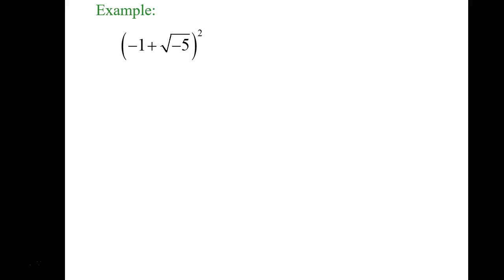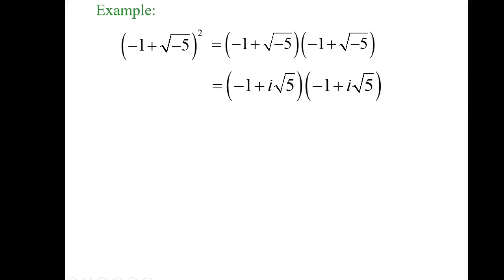Okay, this question's asking us to square this binomial. So I'm going to write it twice. Remember, anytime you have a square of a binomial, you want to write it twice so that you can apply FOIL. And then before we actually FOIL, just like in the last example, we need to get the negatives out from under the radicals where the 5's are. So I'm going to write those two radicals as i times the square root of 5. And now FOIL what you have here.